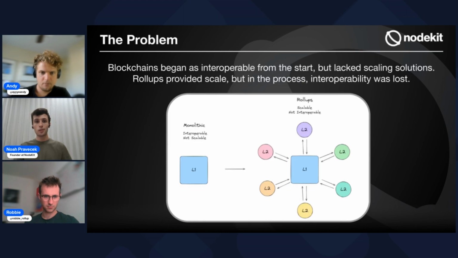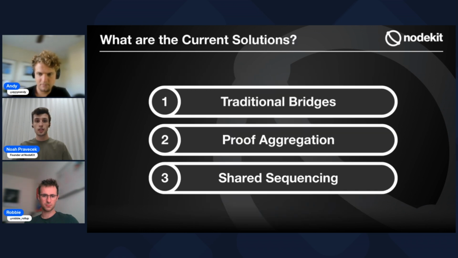The main problem currently with rollups in general is they provided scalability for blockchains like the Ethereum L1, but in that process, interoperability was completely lost, and we have a really fragmented experience currently. The current solutions for this are traditional bridges, like Wormhole, Layer 0, Hyperlane, proof aggregation, as well as shared sequencing.